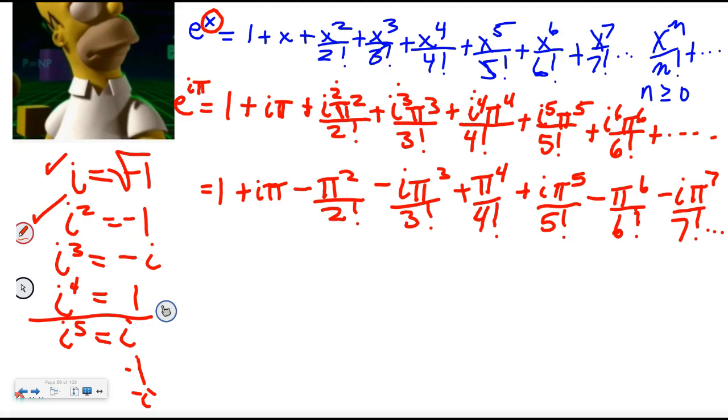Here's what you're going to do. We're going to gather all the terms that don't have the i's in them and write them down. So we're going to rearrange. Addition's commutative, so we're fine with doing that. We're going to do 1 minus pi squared over 2 factorial. What's the next one that does not have an i in it?